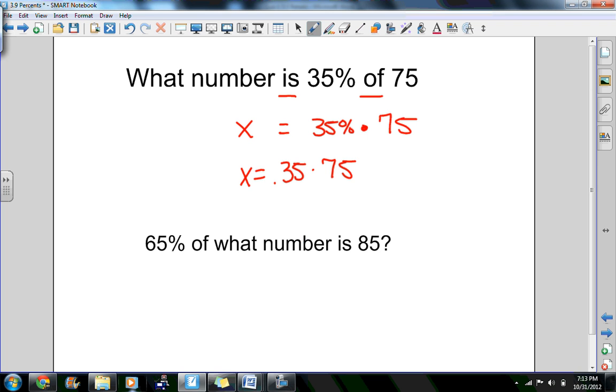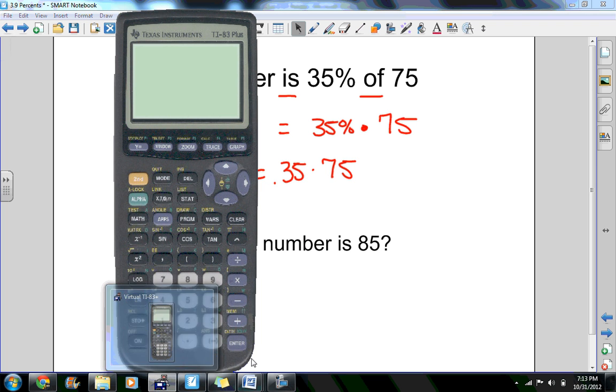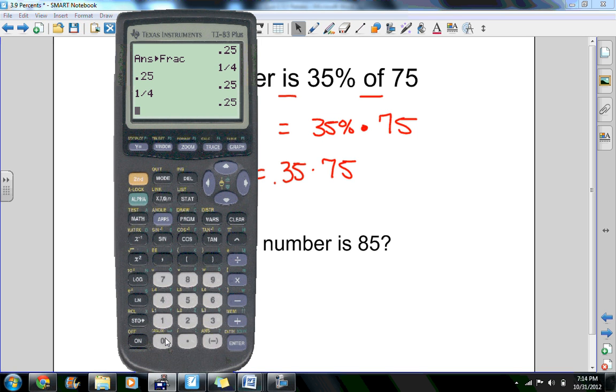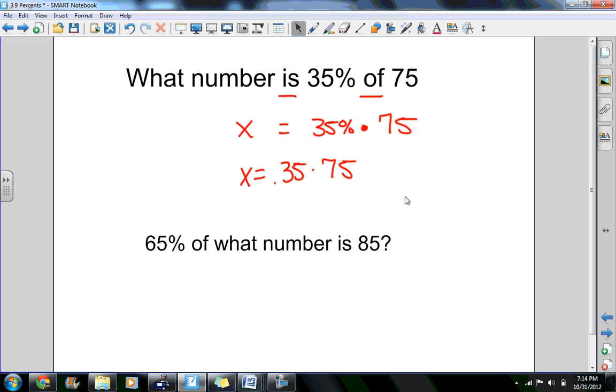And then for that, that is a calculator problem. So I go 0.35 times 75 is 26.25. So x is 26.25. Meaning, if we rewrote this as a sentence, it would say that 26.25 is 35% of 75.